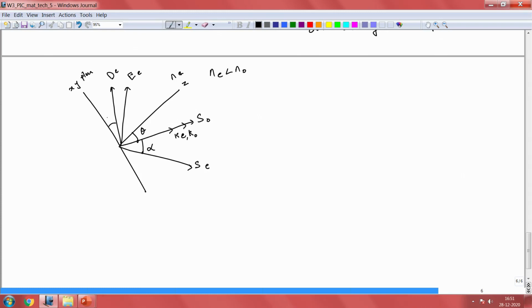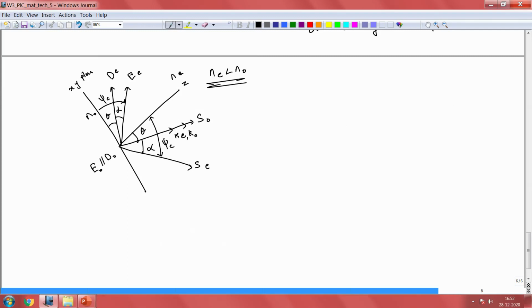So the same thing here, this is theta and this is alpha, and the angle between K and our E is psi E. Here the angle that we have is psi, and this is your D naught, which is parallel to E naught. So this is the condition when the extraordinary refractive index is less than N naught.